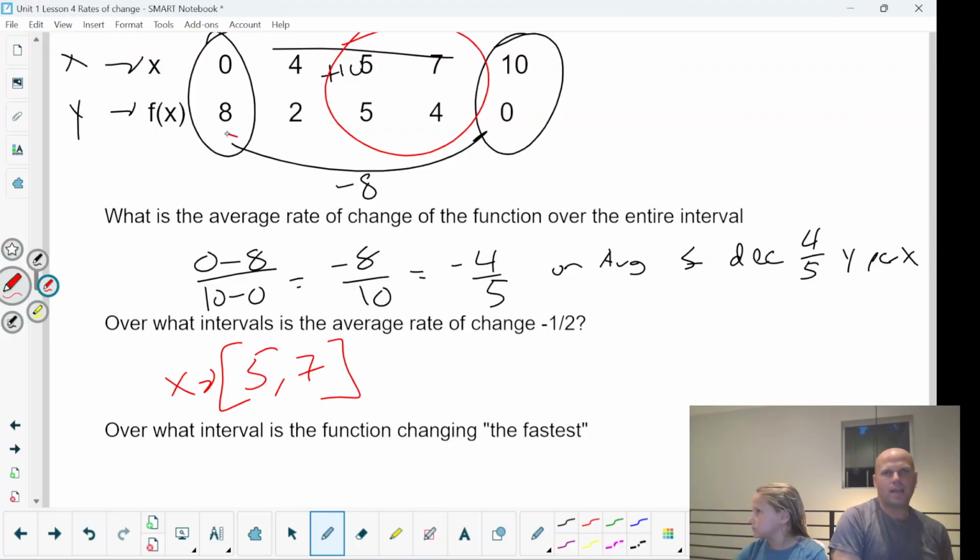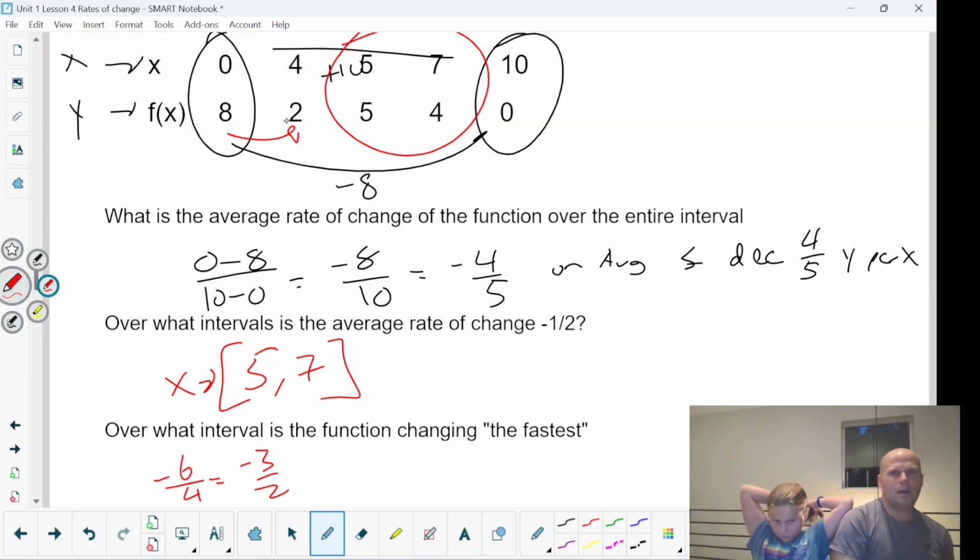We think, 8 to 2, that's a big change. That's subtract 6 over 4 x's, though. That's only down 3.5. That's 1.5. But look from 2 to 5. From 2 to 5, we are increasing 3 over 1.